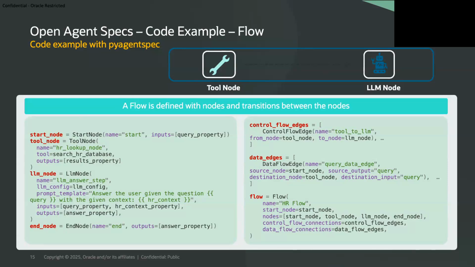Then a second node is the LLM node. The LLM node, as the name suggests, is about sending a prompt to large language models and doing something with the text generated by this model. Finally, an end node, which, similarly to the start node defining the inputs of the flow, is used to define what outputs a flow will have. On the right, the two types of edges, control flow edges and data edges. And finally, with the list of nodes and the two lists of edges, we can define the flow.